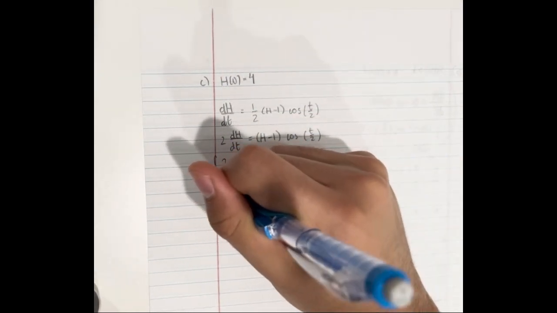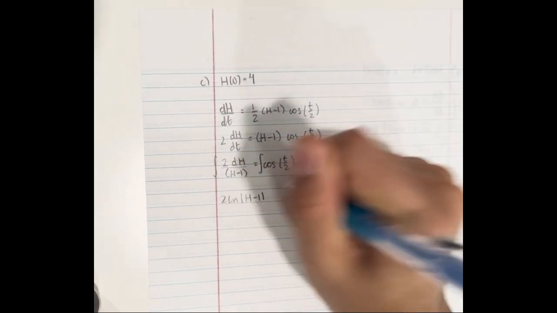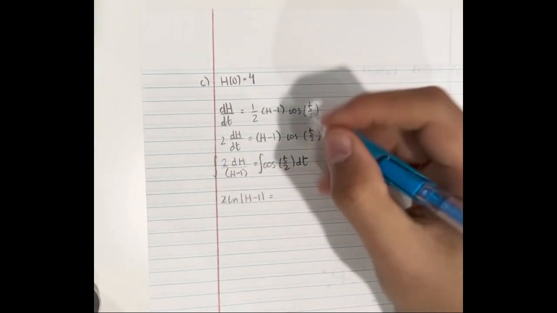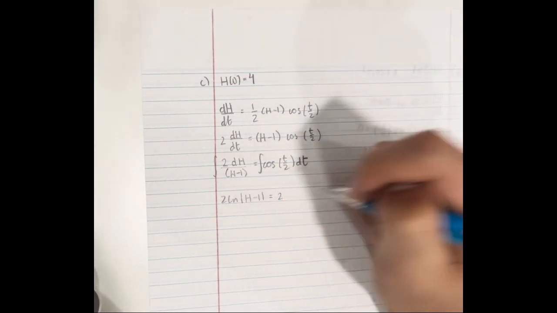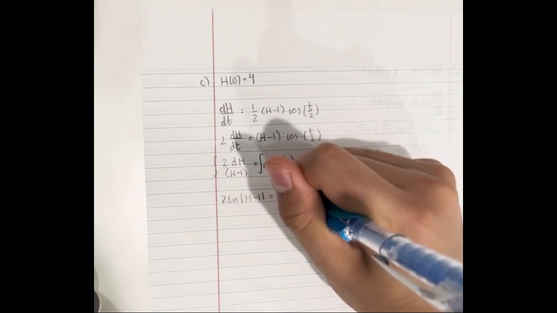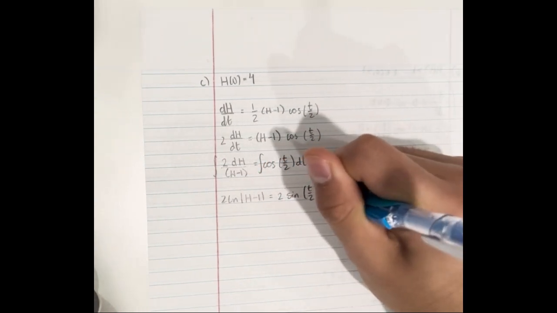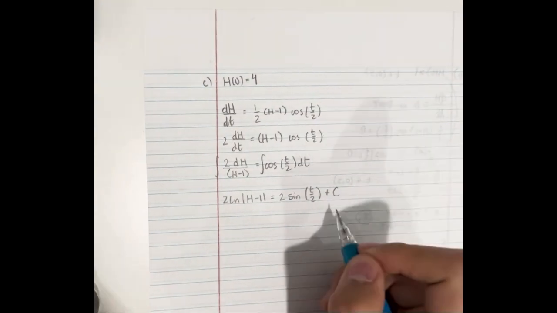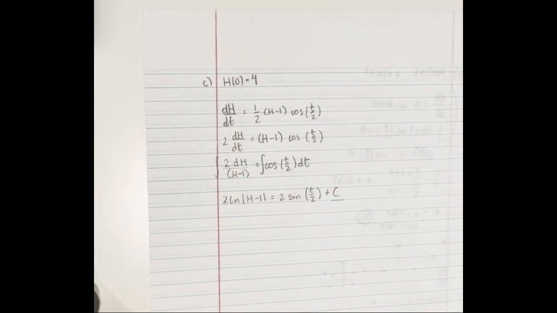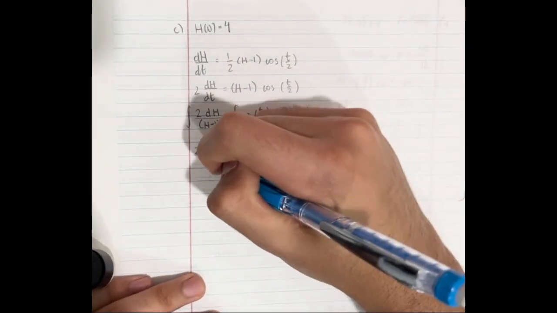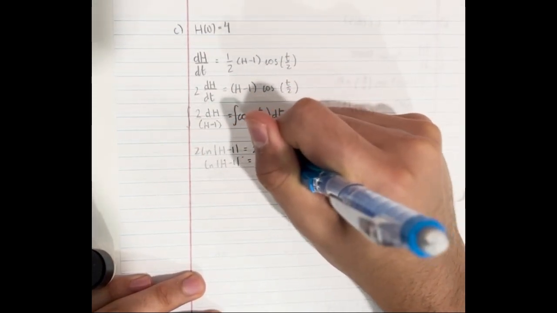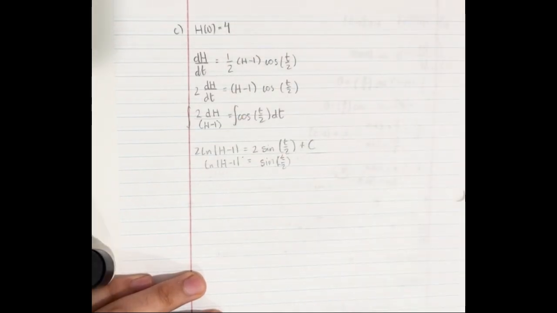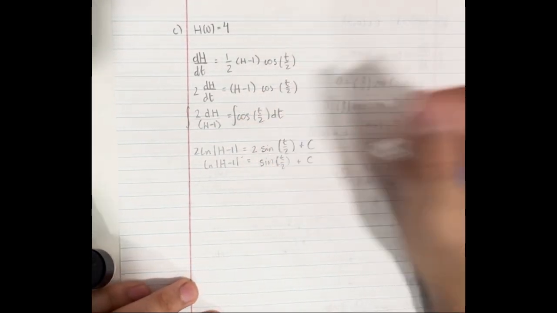So this is 2 ln absolute value h minus 1 equals, chain rule, 2 sine t over 2 plus c. Do not forget the plus c. I'm going to divide both sides of the equation by 2. And then that's going to give me ln absolute value h minus 1 equals sine t over 2 plus c. And c divided by 2 still stays as c because it's just a constant.